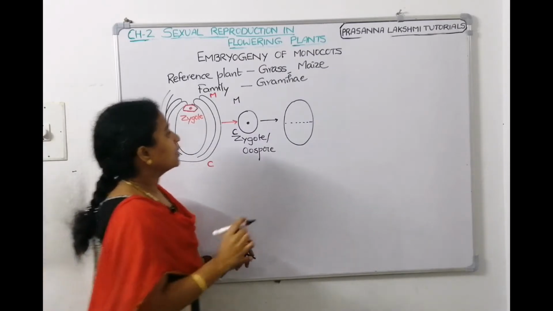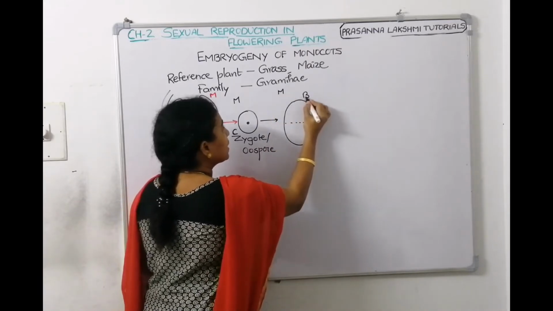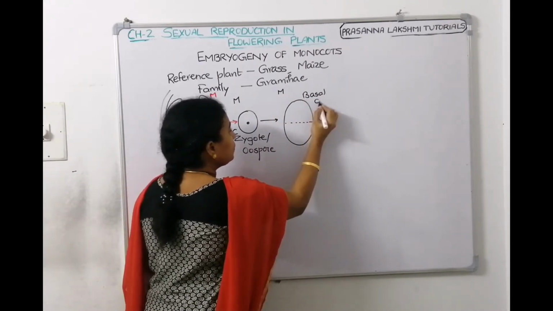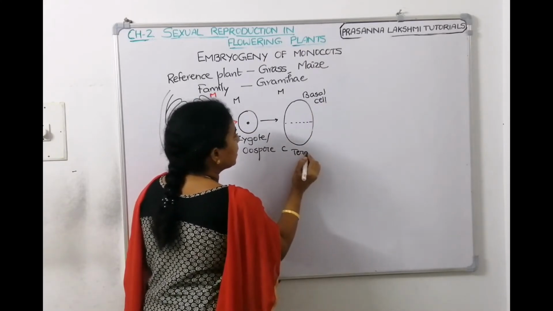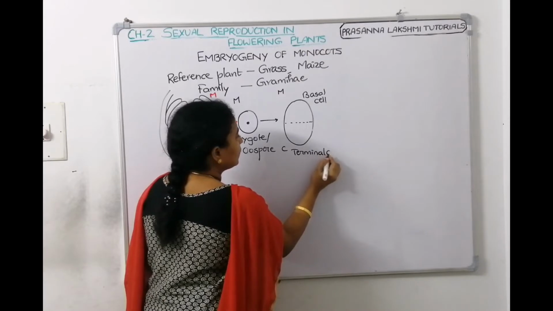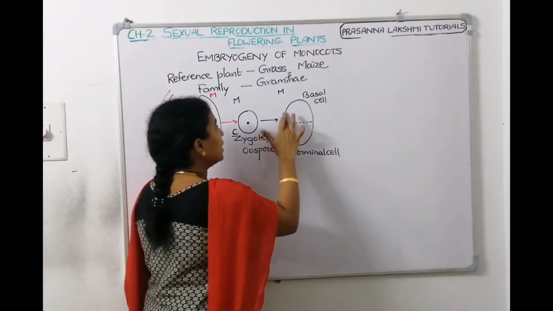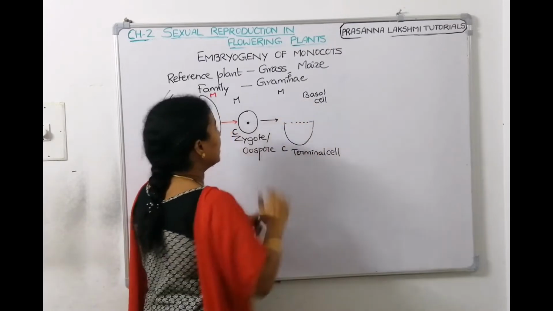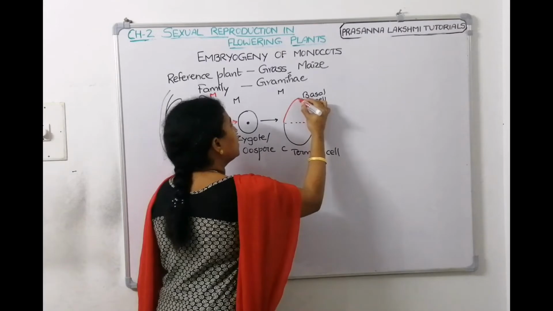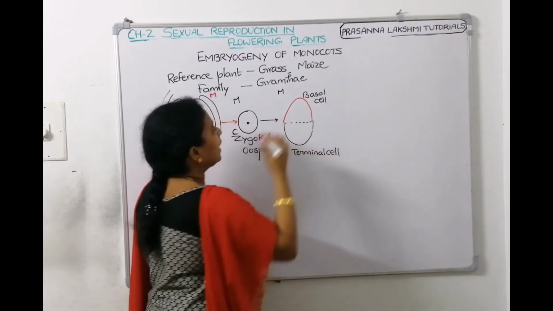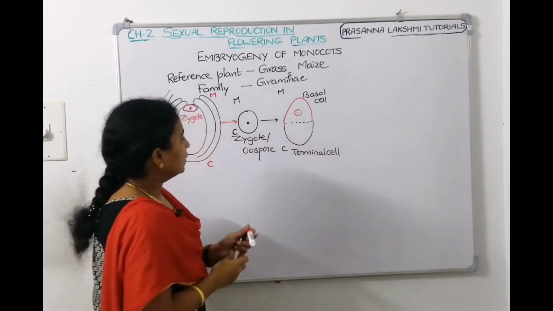After the transverse division, the cell towards the micropylar end is called the basal cell, and the cell towards the chalazal end is called the terminal cell. I am showing them with a different color so that it will help us to easily understand the concept. So, this is the basal cell and this is the terminal cell.